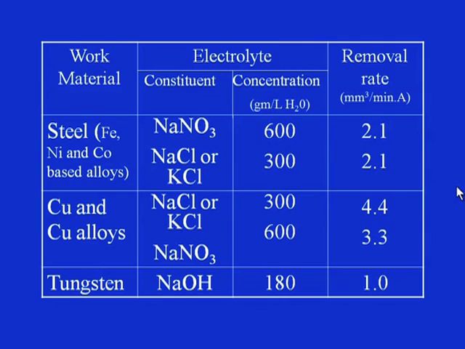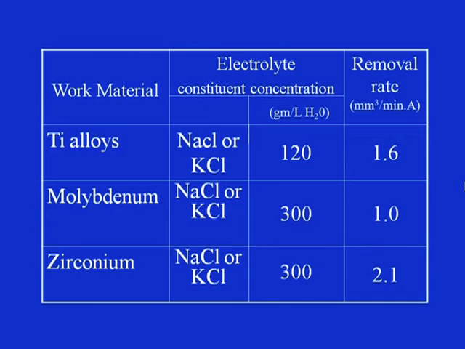For tungsten, on the other hand, sodium hydroxide is suggested as electrolyte with a concentration of 180 gram per liter of water. However, material removal rate is quite low, that is 1 millimeter cube per minute per ampere of current applied. For titanium alloys, sodium chloride or potassium chloride solutions are used with 120 gram per liter of water concentration.